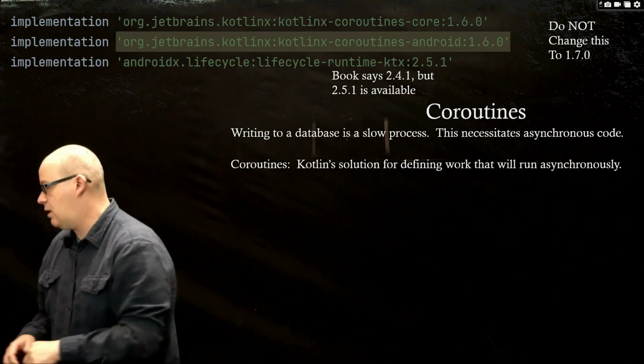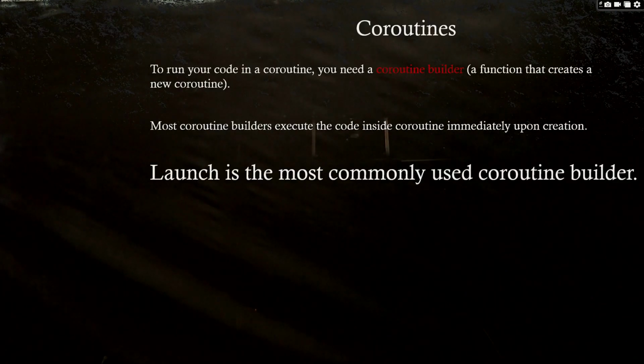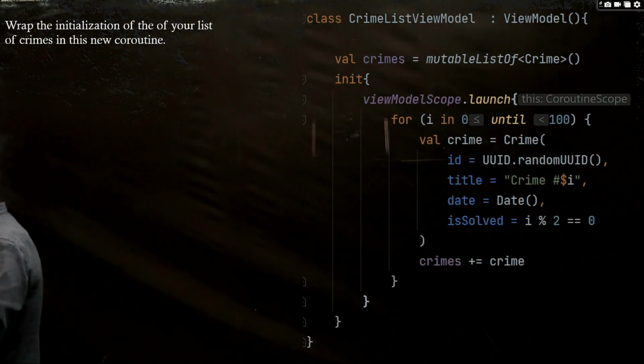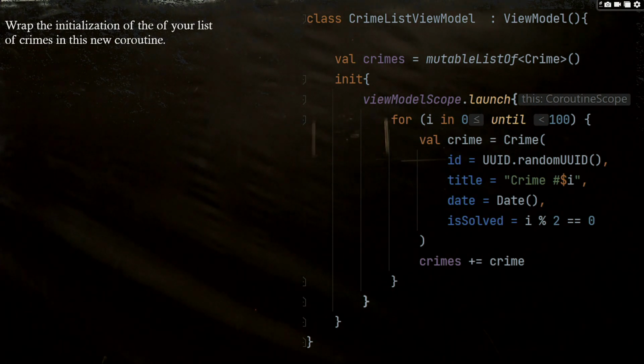So I'll do that off camera, but then the next thing we're gonna do is we are going to wrap the creation of our crime data inside of a view model scope. So let's get that done.